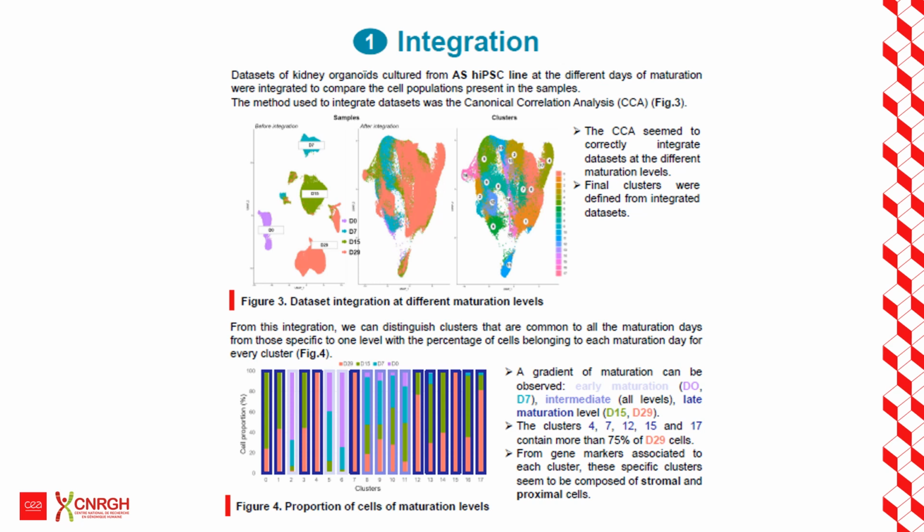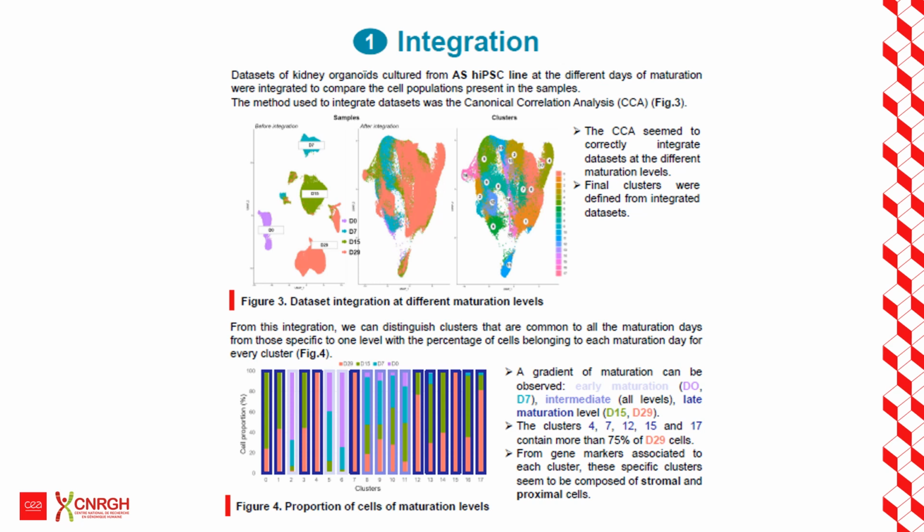For the integration part, we used the canonical correlation analysis called CCA. We showed the results in the integration of the one cell line maturation only. We first observed that the CCA had correctly integrated datasets by looking at the UMAP visualization before and after integration. The clusters were defined after CCA.